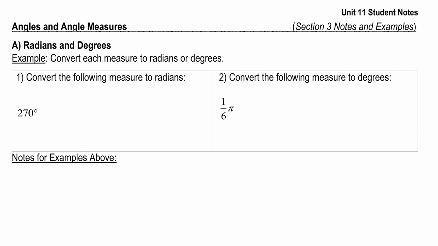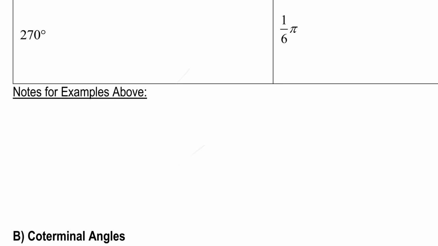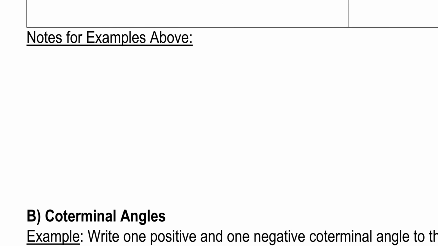Unit 11, Section 3, Angles and Angle Measures. Alright, the first part, radians and degrees. So we want to convert each measure to radians or degrees, depending on what it says. Before we do that, let me give you notes on how. So let's say I have degrees, and I want radians.